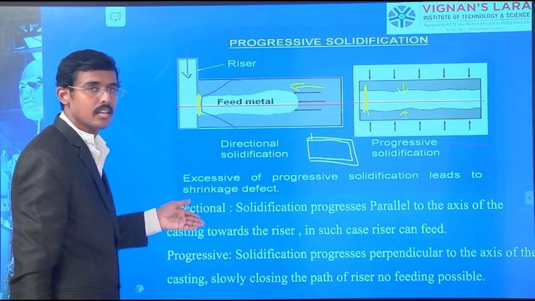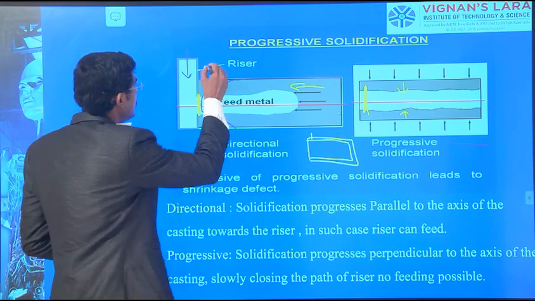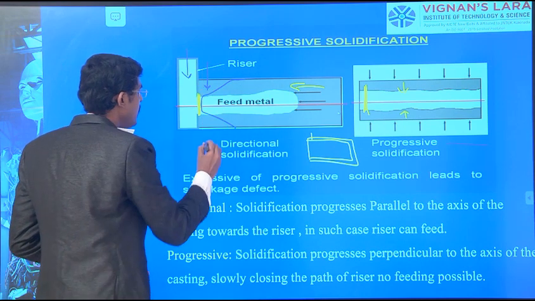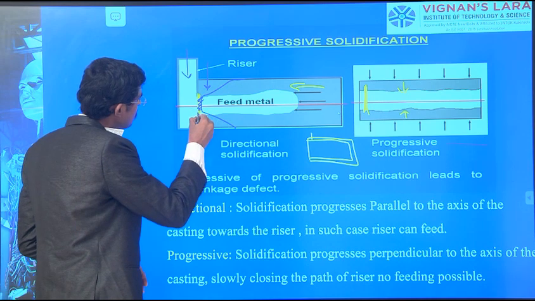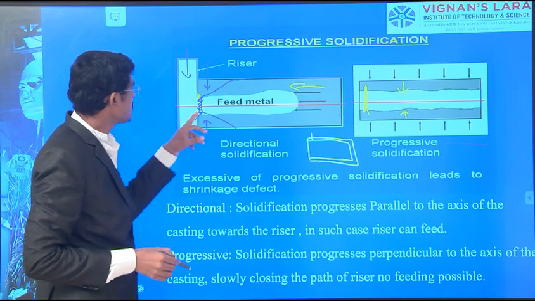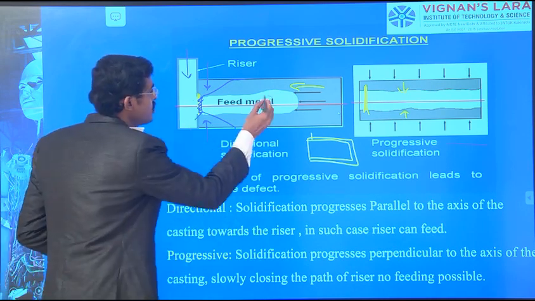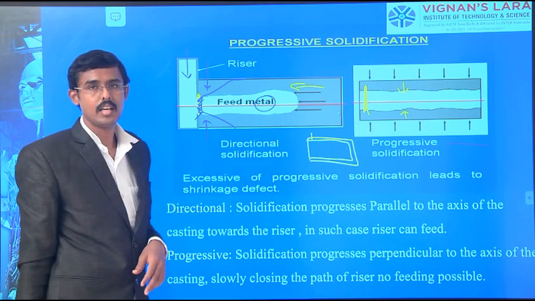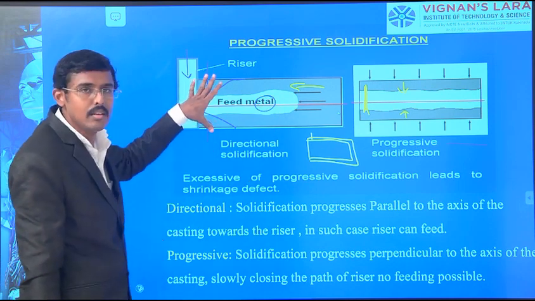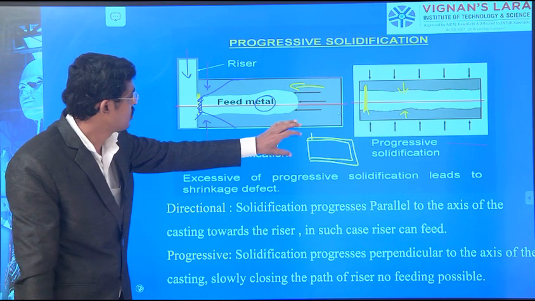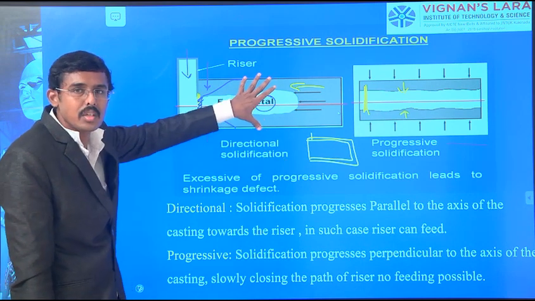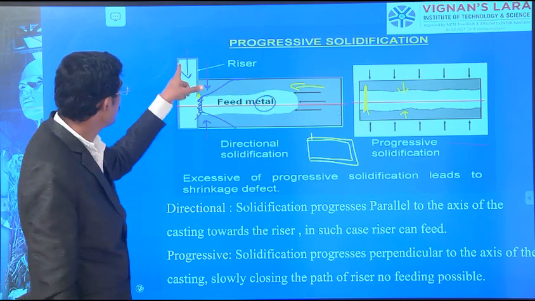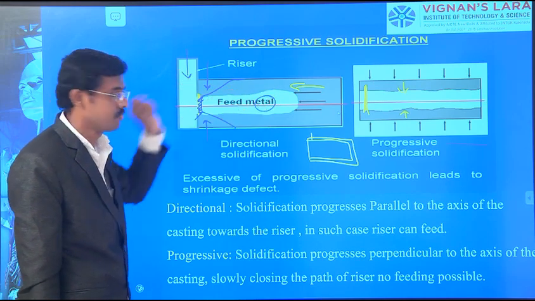Immediately, this air interaction will happen here, and then it closes. Then the feeding system will not work. Then it forms the cavity here, right? So we should broadly have, and we should try to make the directional solidification. It means the broad area should be given. Where is the broad area? There we should provide the riser. That's the design criteria. Okay.